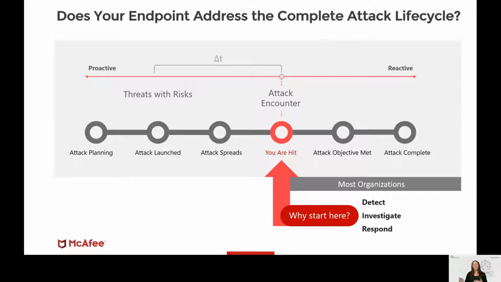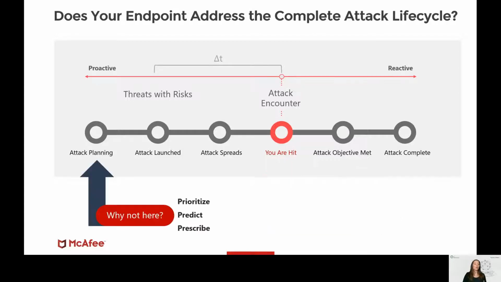So why do I have to start at the point of where I'm hit? Why can't I look to shift left and start earlier in the life cycle of an attack when my adversaries are planning and ultimately launching that? I want to be able to prioritize, predict, and prescribe what's important in my environment, what I need to focus on, and where I need to be proactive and take action.